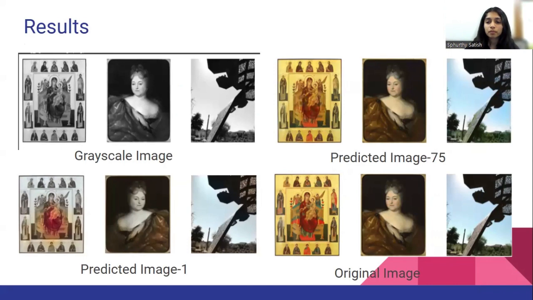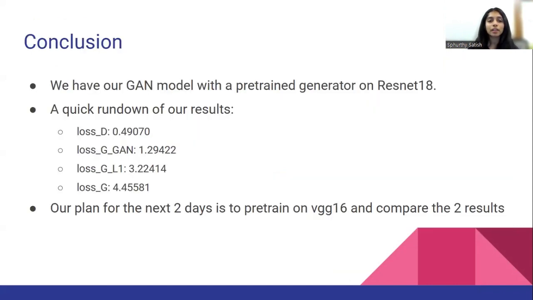So in conclusion, we have our GAN model, which is pre-trained with the generator on ResNet18. And a quick rundown of our result is as follows. The loss D, which ideally should be as close to 0.5 as possible, is 0.49 here. And the L1 loss is 3.2, which can definitely be improved. So we plan to improve this by training it on VGG16 and compare the results and conclude which is the better model. Thank you.